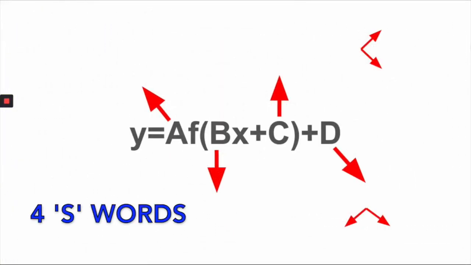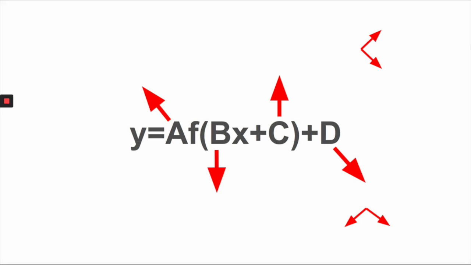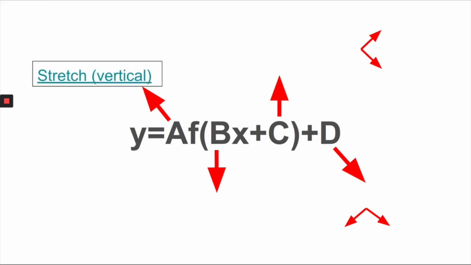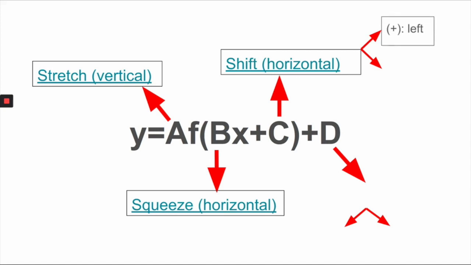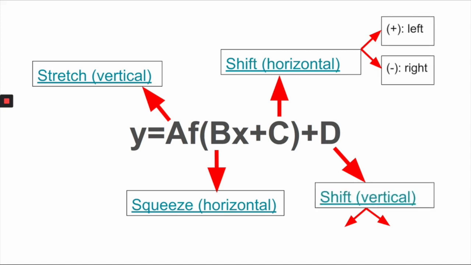Once you have established that the graph of y is a legitimate function of x, you'll quickly realize that there are only four places where you can put in numbers a, b, c, and d. In these cases, a is represented by the s word of stretch, b is represented by the s word of squeeze in the horizontal direction, c is represented by a shift in the horizontal direction, and d is represented by a shift in the up and down direction.